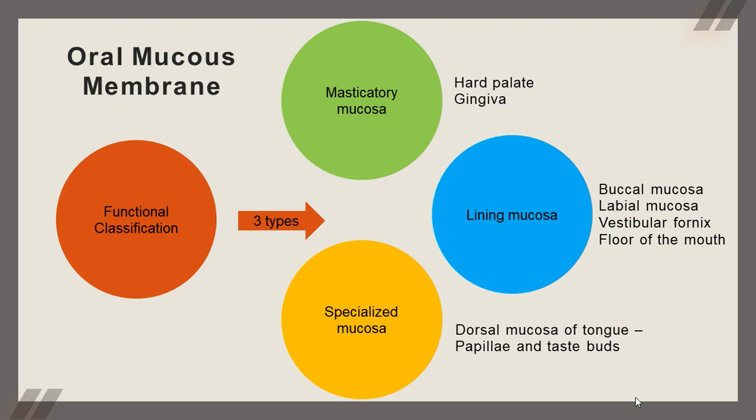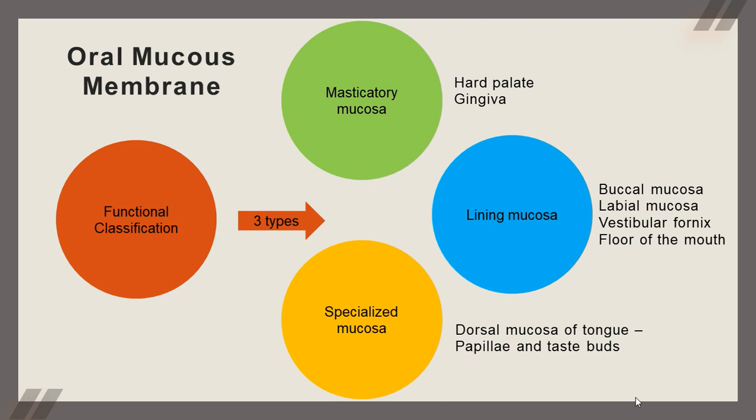by gastric mucosa. The specific function of mucous membrane is to protect the particular body cavity and whatever structures are present within it. Similarly, the function of oral mucous membrane is to provide protection and defense against all the pathogens, which are in frequent contact with the outside environment. So that is the main function of oral mucous membrane.